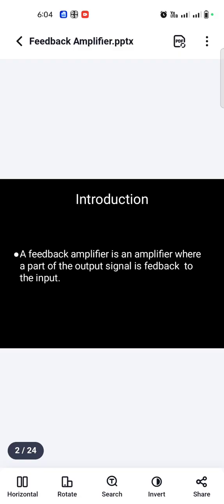So what is the main use of negative feedback? It reduces the gain, but it improves stability and bandwidth, and noise is also reduced. Most negative feedback is used for practical purposes, that is, practical amplifiers. Basically, feedback amplifiers consist of three main sections: amplifier part, feedback part, and summing part. Then next, see this slide.